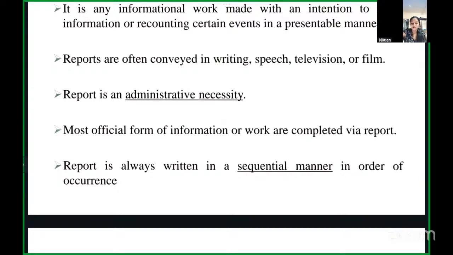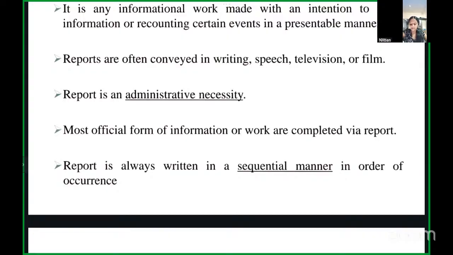Most official forms of information or work are completed via report. A lot of official works in a company, in various other places, in the political scenario, all of the work is completed via a report.